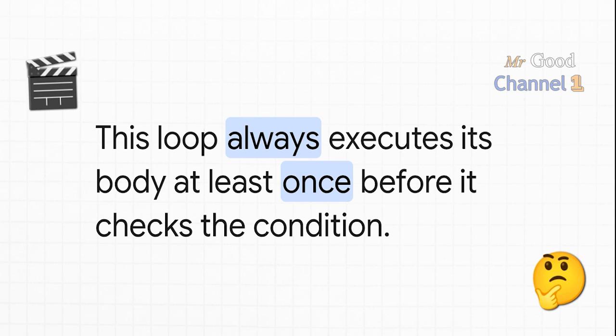It runs the code inside its body one time, no matter what. Then it checks the condition to see if it should go again. The perfect example is asking a user for a password. You have to ask for the password at least once before you can even check if it's the right one, right? That's a job for do-while.